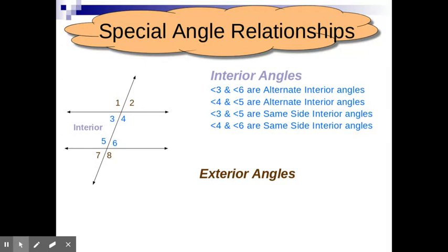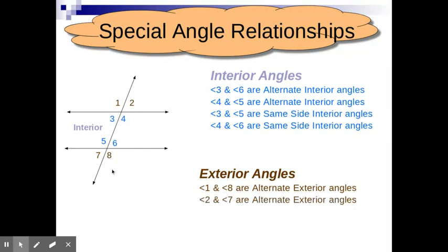Now we have the same thing with exterior angles. So which ones would be our alternate exterior angles? So we would say 1 and 8 are alternate exterior because they're on alternate sides of the transversal, and they're on the exterior, which means they're on the outside of the parallel lines. So 1 and 8 go together, and 2 and 7 can match together.